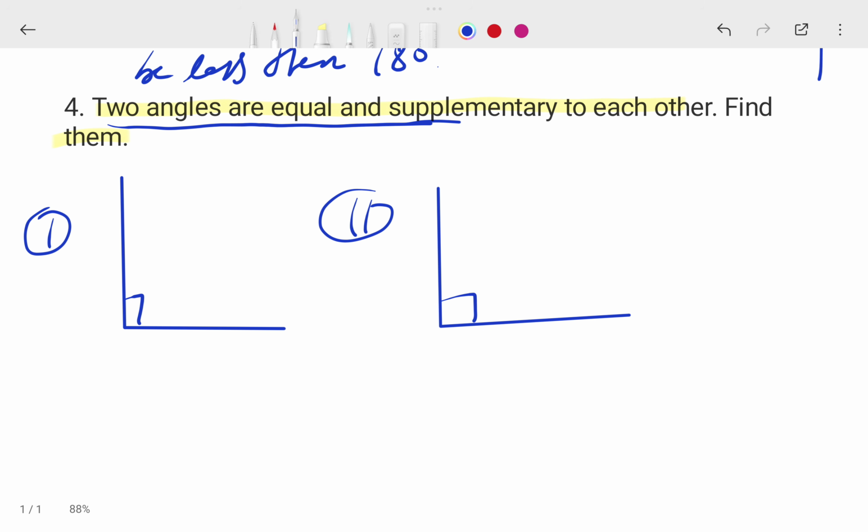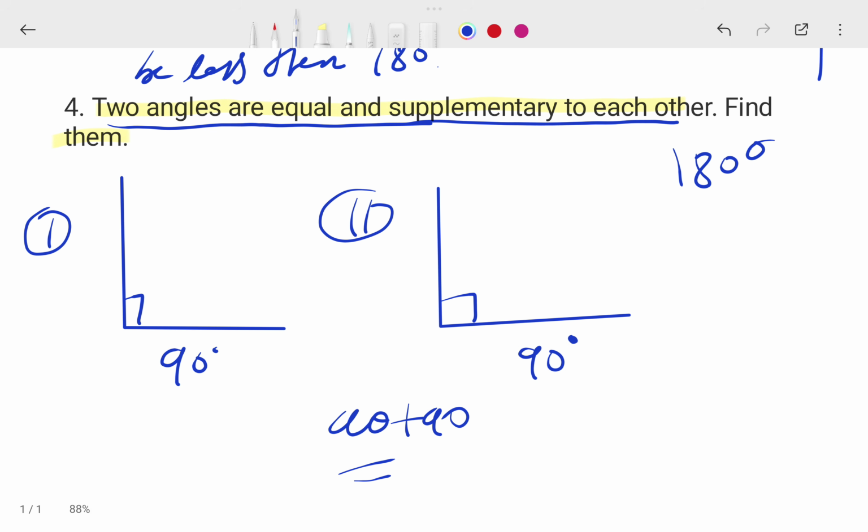What else is it telling? Supplementary to each other. The angles should be supplementary. How should the angles be supplementary? The supplementary angle sum is 180 degrees. So first they have to be equal. Let's suppose this is 90 degrees and this is also 90 degrees. When we add both, 90 plus 90, this is going to be 180. Okay, our answer is qualified.